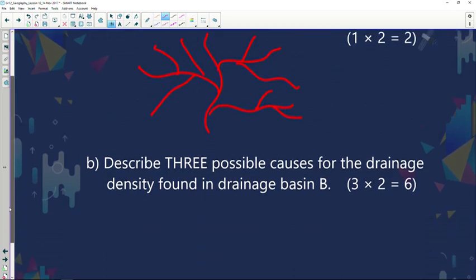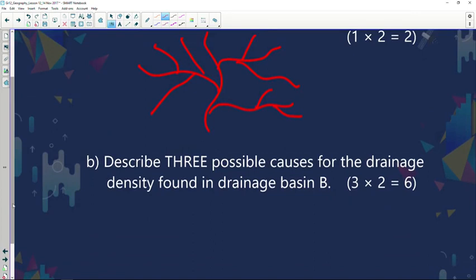Now if you look at question B, describe 3 possible causes for the drainage density found in drainage basin A. Once again, the factors that influence the runoff: a steep slope, higher rainfall, less vegetation, and the permeability of the rock. It might be impermeable, it doesn't allow water to infiltrate, so it's going to promote surface runoff. And that's the reason we can see so many tributaries joining the main stream.